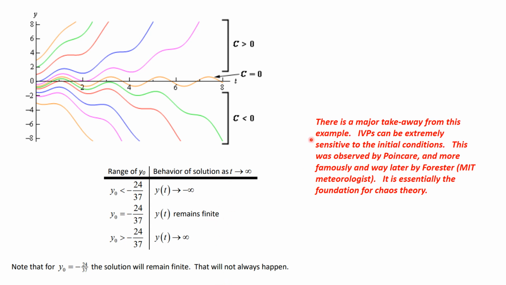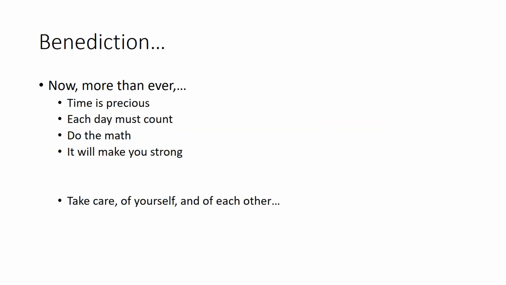Now, there is a major takeaway from this example. IVPs can be extremely sensitive to the initial conditions. This was observed first by Poincaré and more famously and way later by Lorenz, an MIT meteorologist. It is essentially the foundation for what people call chaos theory.